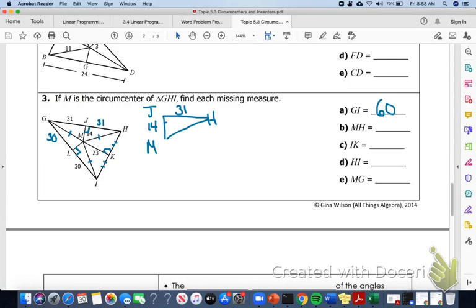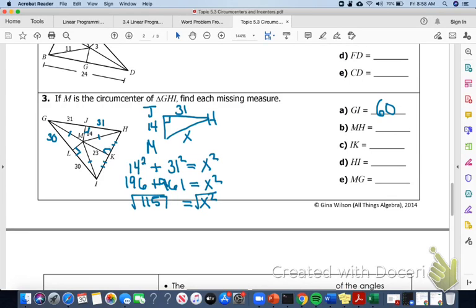So I can find MH, again, by using my Pythagorean theorem. So I'm looking for my hypotenuse. So my legs are 14, so I have 14 squared plus 31 squared equals x squared. So if I do 14, I get 196, and 31 squared is 961 equals x squared. So if I add those together, I get 1,157 equals x squared. Now I want to get x, not x squared, so I take the square root of both sides. And x is 34.